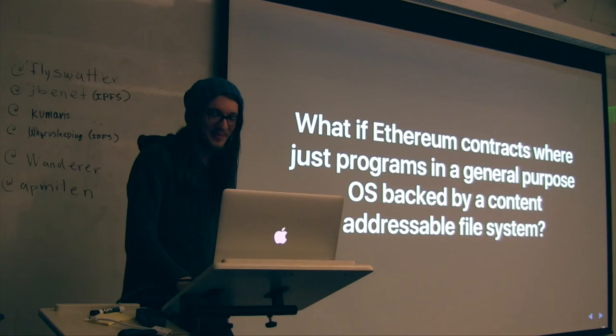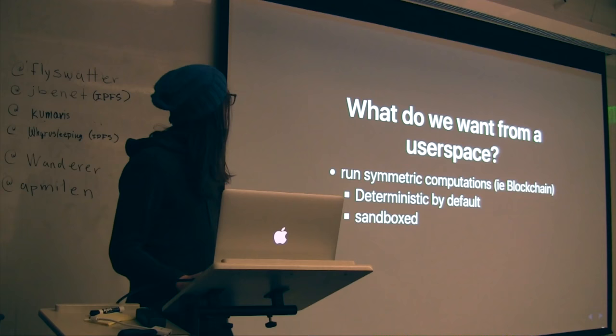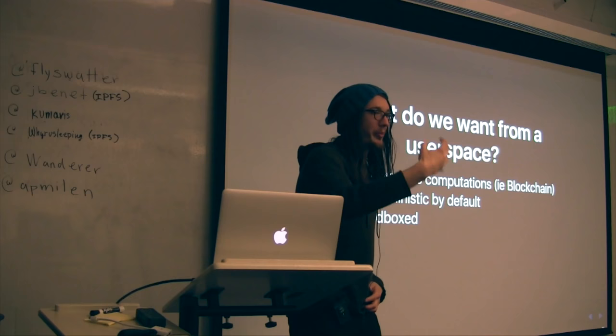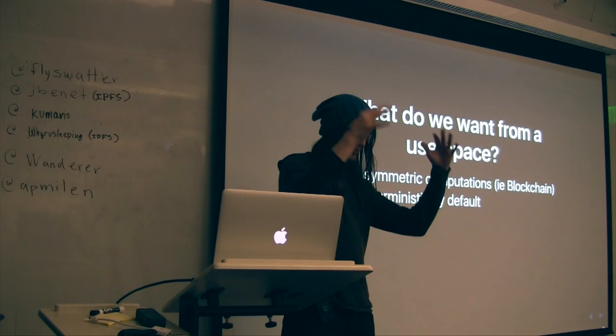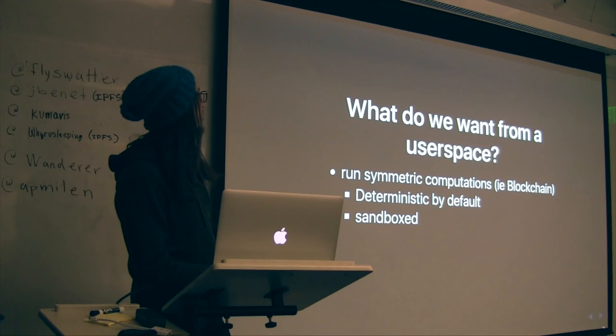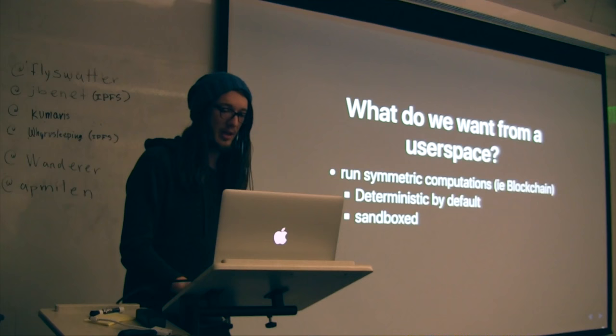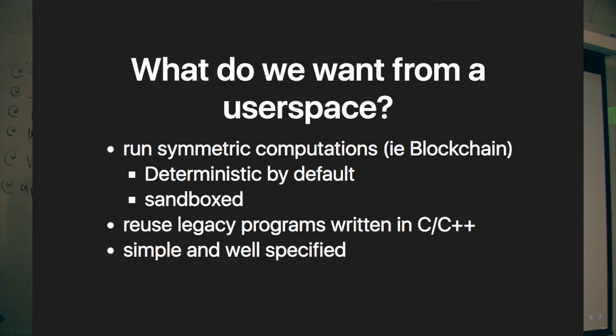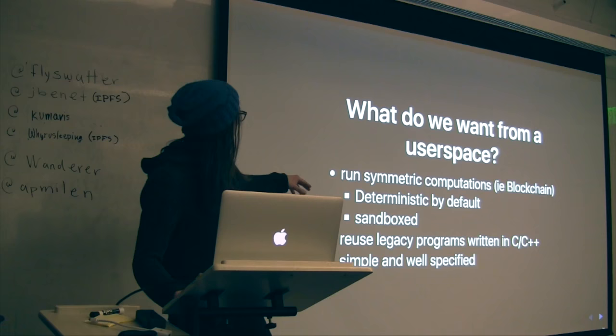So what do we want from user space? Well, we need to run symmetric computations. I'm starting from Ethereum, trying to work backwards from what we want. We have Ethereum, we have a content addressable file system, so let's work backwards. We know we need computation, it needs to be deterministic by default, and it needs to be sandboxed. And I think it's pretty important that we can reuse legacy programs written in C and C++. It also needs to be fairly simple and well specified. Several of these things are covered by default by what WASM does.